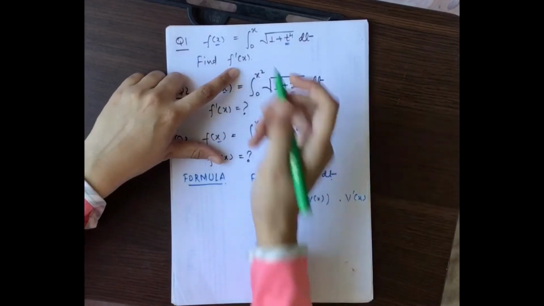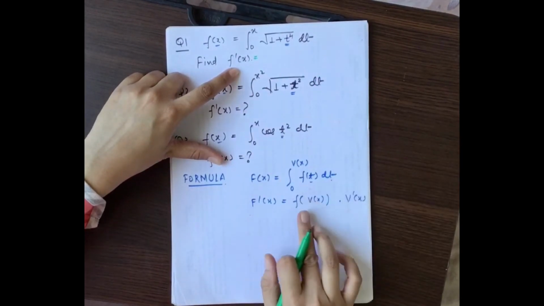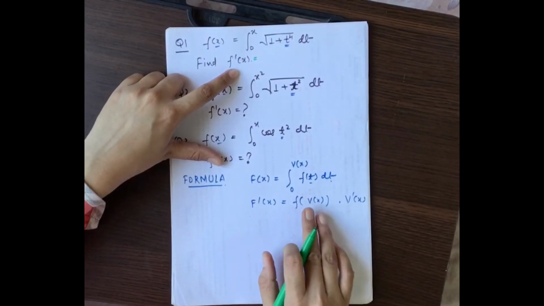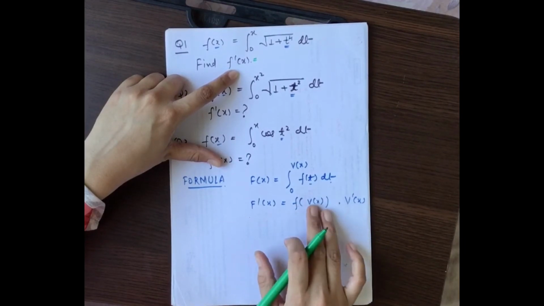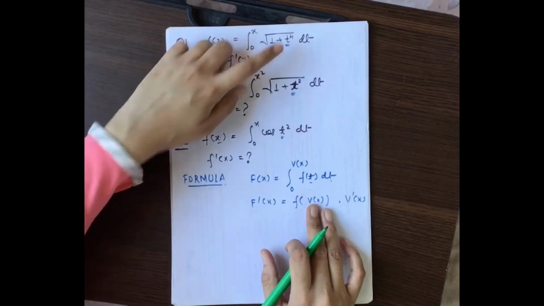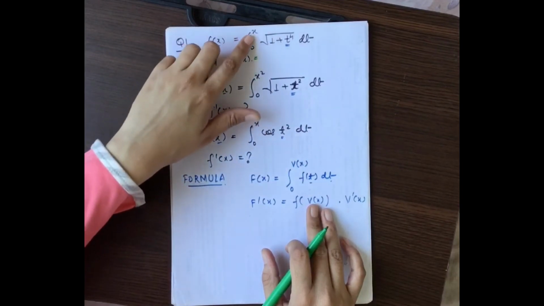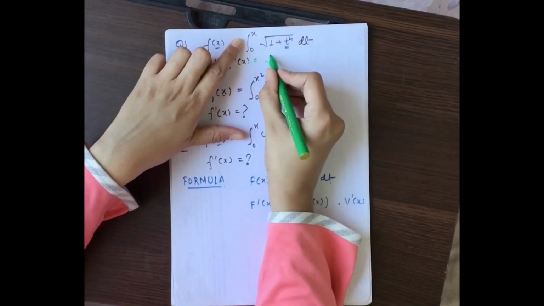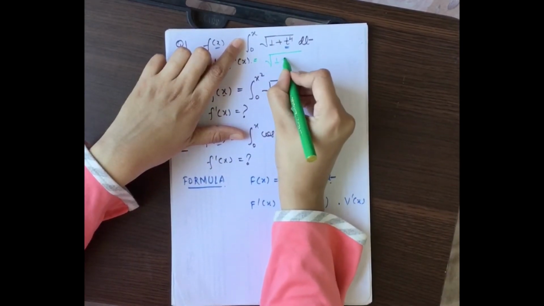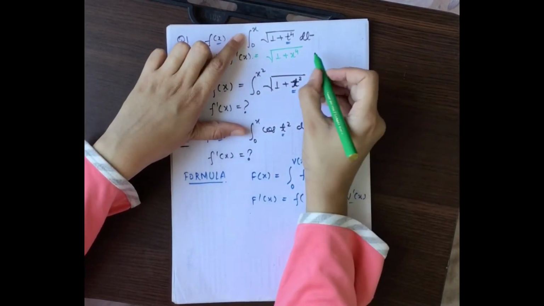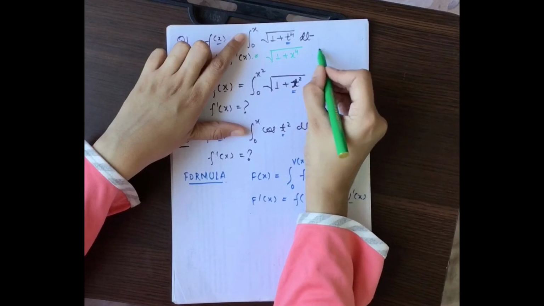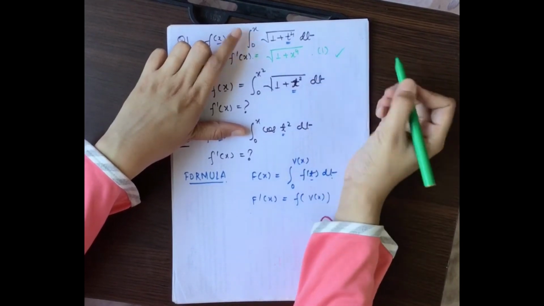Let's try to solve. Now first question is f dash x. Okay, so here f of v(x), here v(x) is x. Now the function is under root 1 plus t to the power 4, so we just need to write 1 plus, in place of t we have to write x. Okay, and the differentiation of x is 1. So this is the answer.